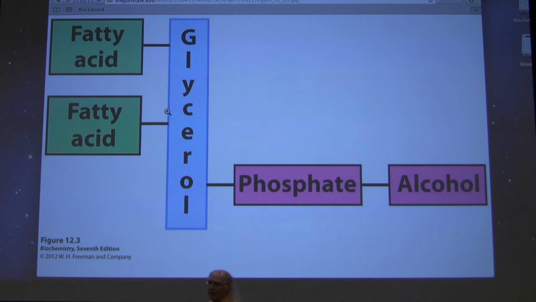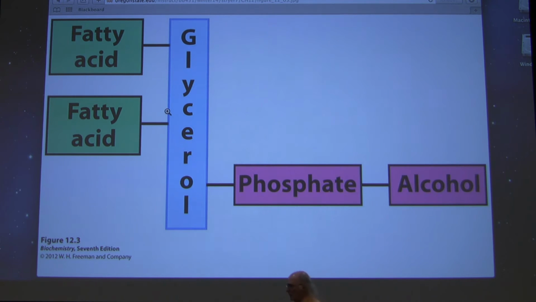Here's glycerol. Glycerol has 3 carbons. If I take that glycerol and attach a fatty acid to each of those 3 carbons, I make a fat. If instead of linking fatty acids to all 3 carbons, I take the bottom carbon and link it to a phosphate of some sort, I create something called a glycerophospholipid. And that's what you see on the screen. You also hear these called phosphoglycerides. Same thing.